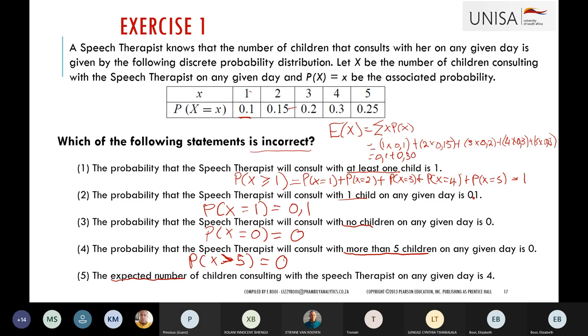0.30, and 3 times 0.2, which is 0.6, plus 4 times 0.3. You must also do the calculation so that if I go wrong on one of them, you can correct me as well. And 5 times 0.25, which is 1.25. And we can add all of them.